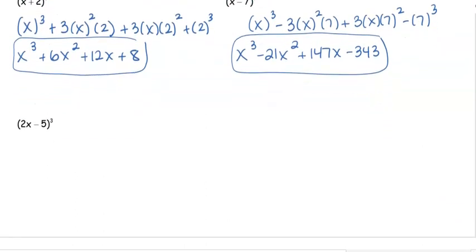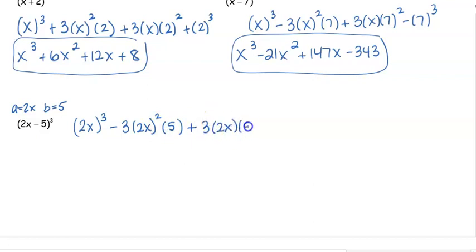Our last one, a little bit more difficult because our a is 2x, our b is 5. So having that coefficient with the x is going to just create an extra level. We have the subtraction, so our pattern is your a term cubed, whoop, not plus, minus 3 times a squared times b plus 3 times a times b squared minus b cubed.